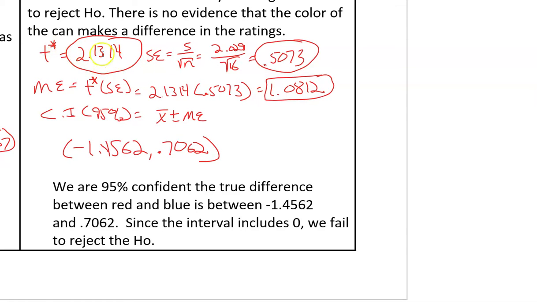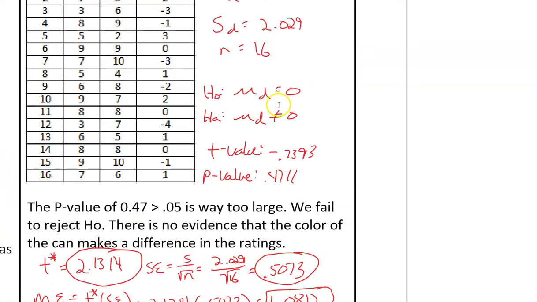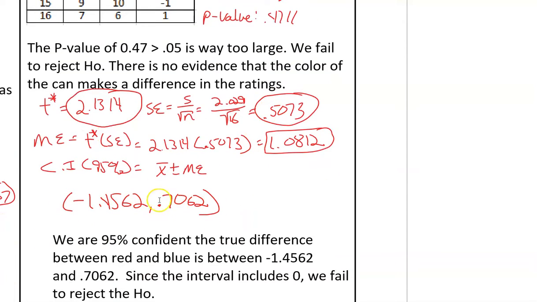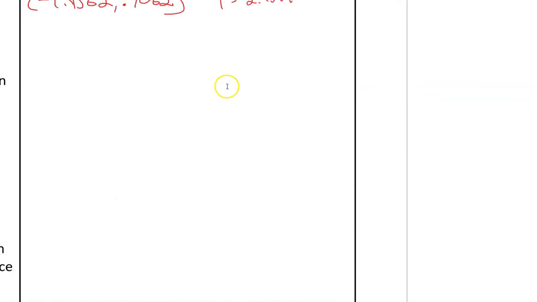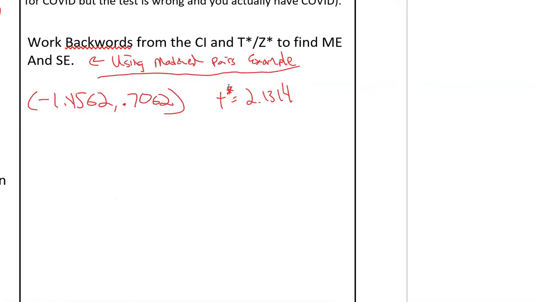But T-star and the interval are easily found in StatPlet. You can get both of those in StatPlet pretty quickly, and some people like this way of calculating SE and ME better than using the formula, so I'm going to show it to you. So if you have the confidence interval and you have T-star, you can calculate the rest from there. Or Z-star if it's a proportion one, same thing.